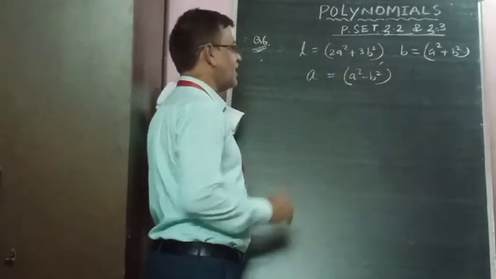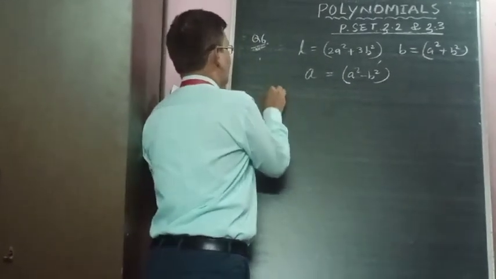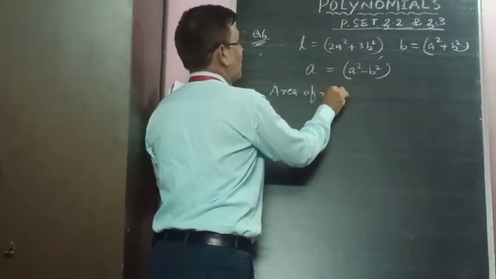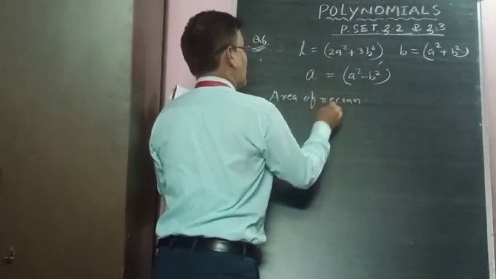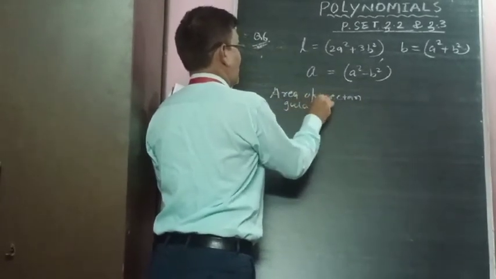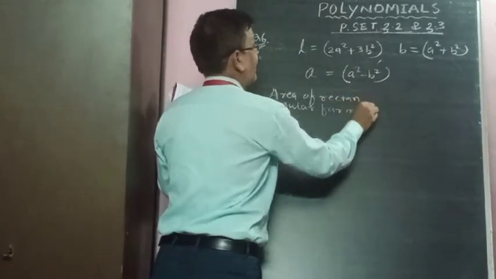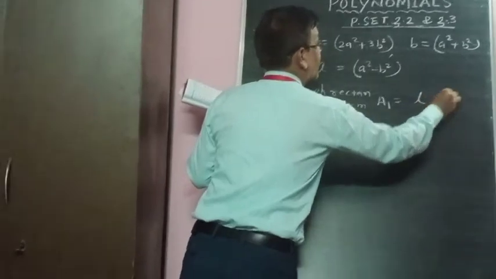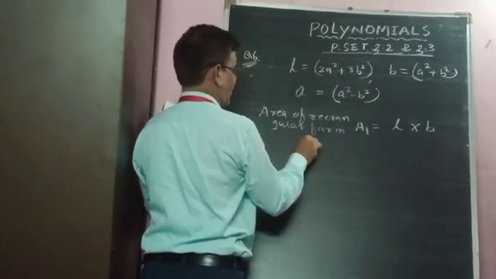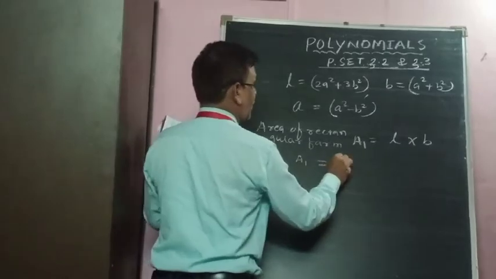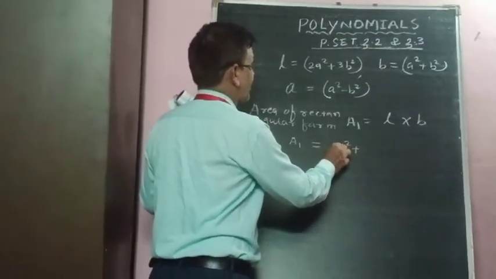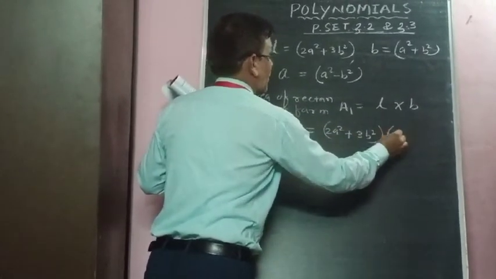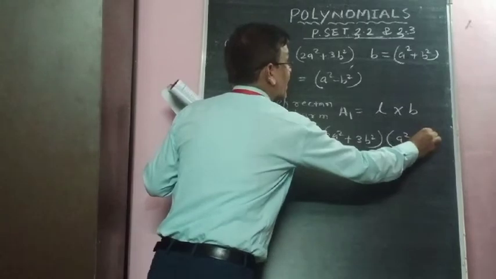Now first you have to find the area of the rectangular farm. Let it be A1. A1 is equal to L into B, length into breadth. So A1 is equal to 2a square plus 3b square into a square plus b square.